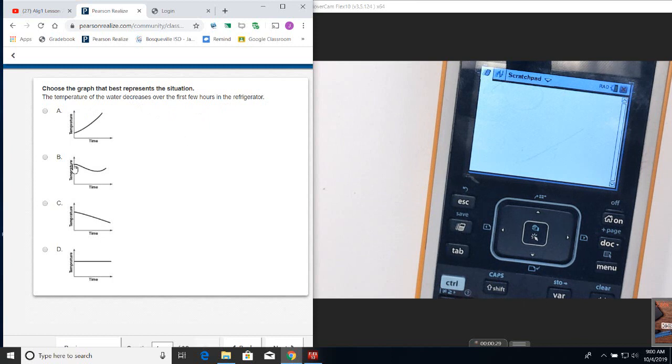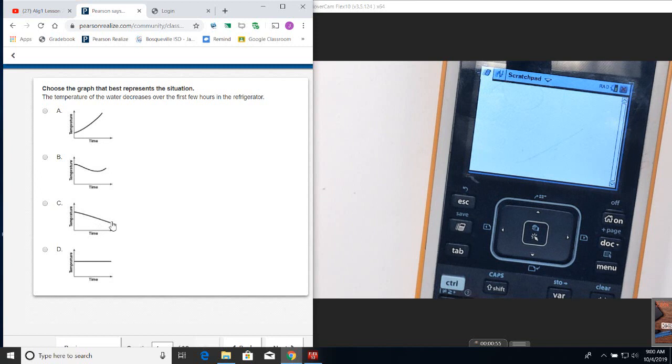So would it be something like this where it goes at a constant rate and then goes up? So as my time progresses, is my temperature increasing? No. So does B look right? Well, it starts off my temperature maybe at room temperature, 70, 75 degrees or whatever, and then it's going down, down, down, down, then all of a sudden it goes back up? No. What about C? The temperature's going down, down, down over our first few hours.